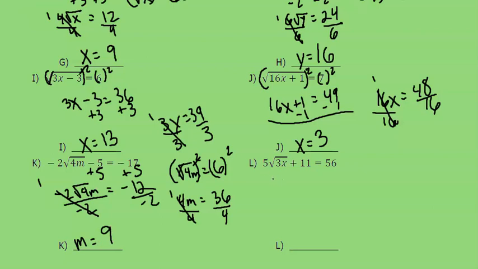L. 5 times the square root of 3x plus 11 equals 56. To isolate this square root, we first subtract 11 from each side.